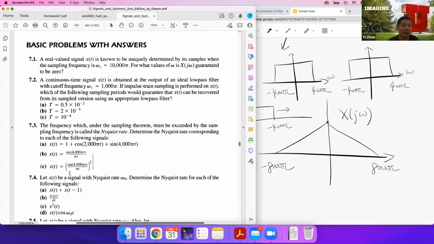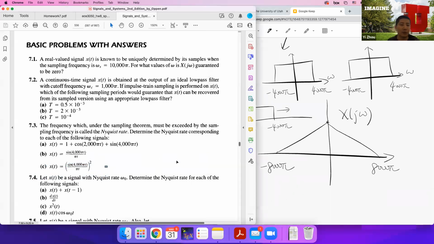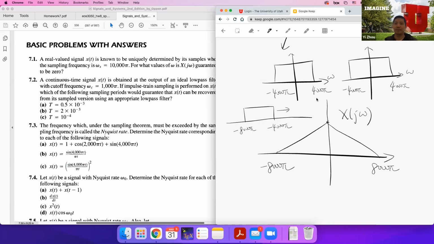Okay, so this is the spectrum of this signal, part C. Once you have that, the Nyquist rate is 2 times the bandwidth, so it's 16,000 pi. Question? It goes from negative 4,000 pi to 4,000 pi, which totals 8,000 pi. So wouldn't it start crossing over at negative 12,000 pi?